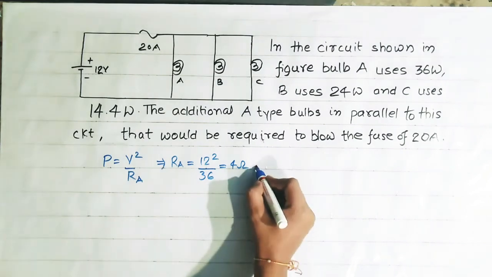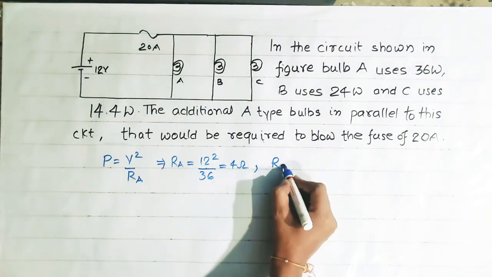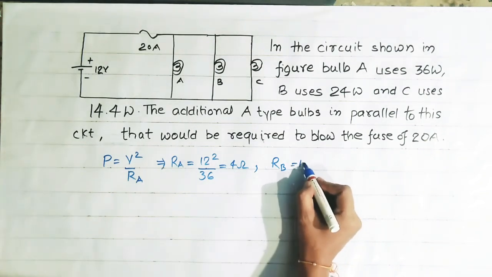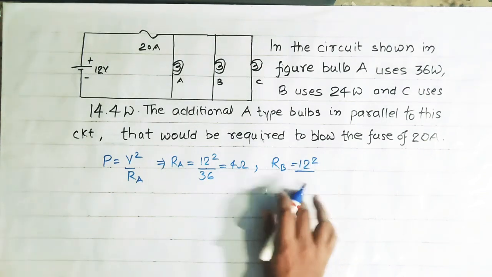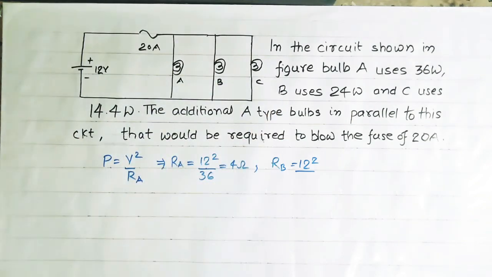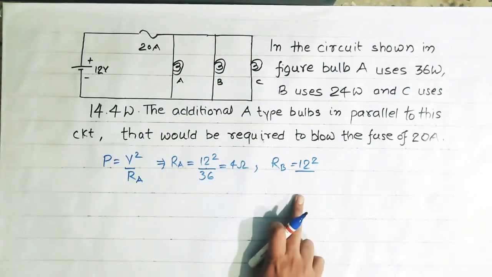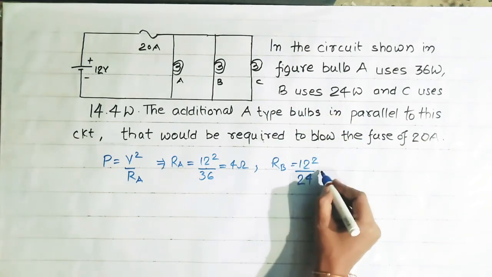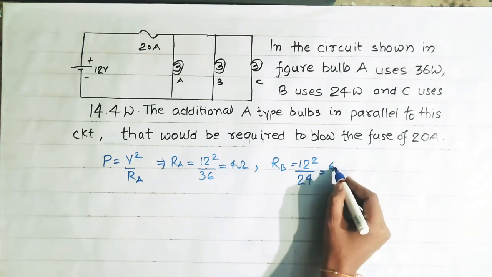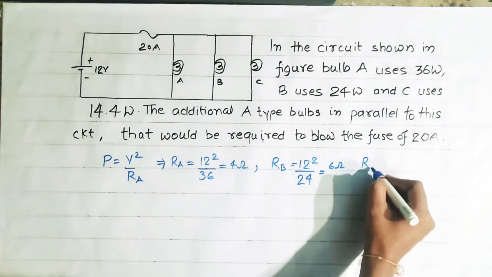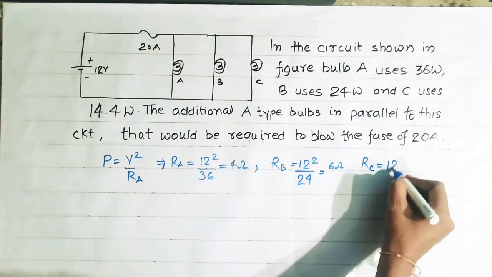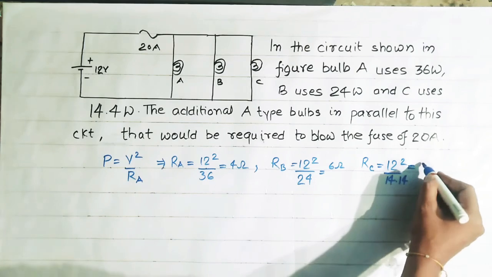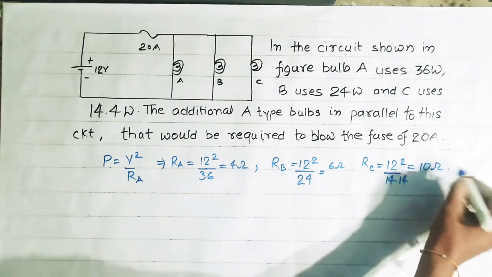Okay. Similarly, we can write RB, that is resistance of bulb B, is equals to 12 square, because voltage is same across all three bulbs. So 12 square by what is power of bulb B? That is 24 watt. So that is equals to 6 ohm. And what is resistance of bulb C? That is equals to 12 square by 14.4, that is equals to 10 ohm.